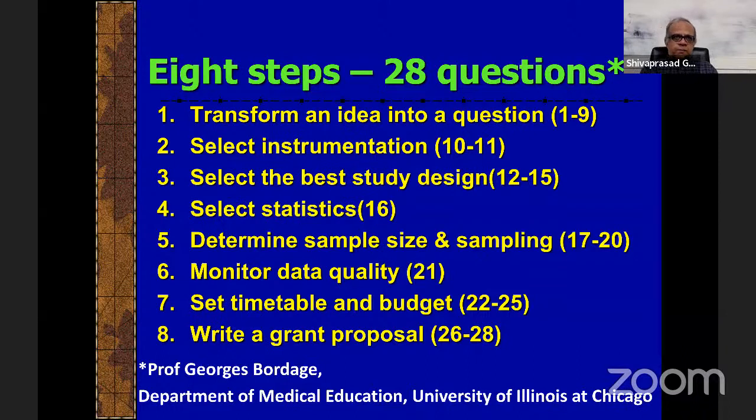Now, I'll not be going through each one of these 8 steps because as part of the program over the last 3 days, some of these aspects have been discussed, and so I'm not going to repeat everything related to all the 8 steps. I'll share some of my thoughts and eventually some of our own experiences in getting funded.